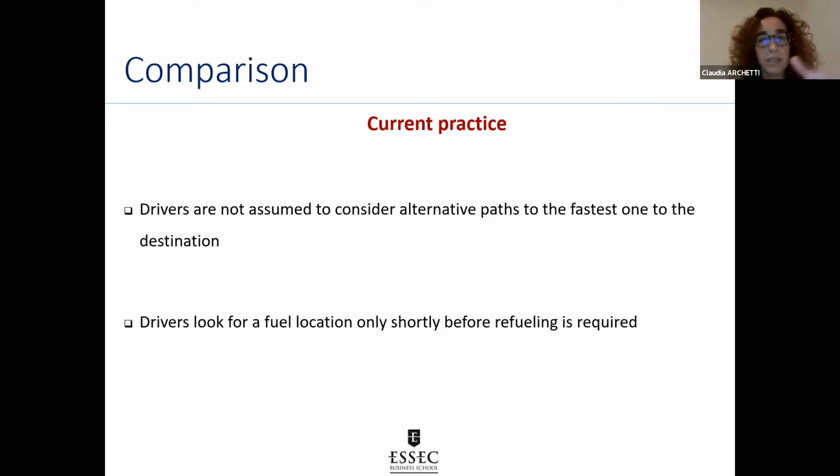So this current practice algorithm works as follows: drivers are assumed not to consider alternative paths, so they just consider the path that is given by the standard navigator. And they also look for a fuel location shortly before running out of fuel. So these assumptions restrict the possibilities in terms of the paths you are considering and in terms of potential fuel locations.